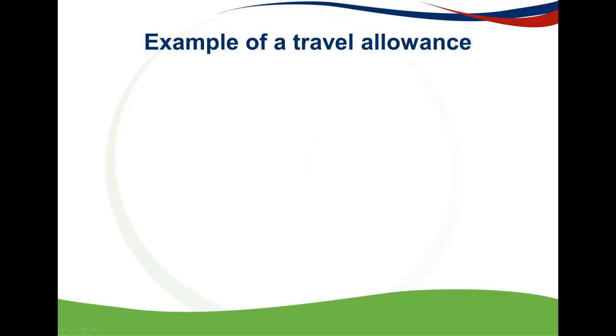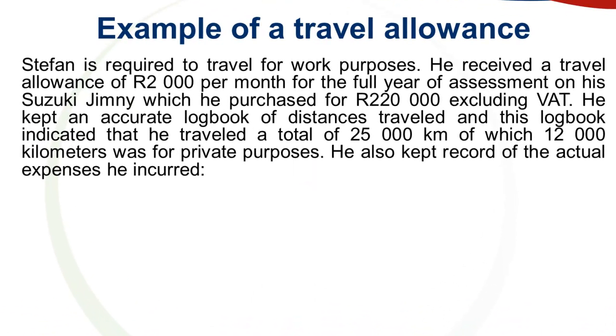Let's go do an example. Stefan is required to travel for work purposes. He received a travel allowance of 2,000 Rand per month for the full year of assessment on his Suzuki Jimny, which he purchased for 220,000 Rand, excluding VAT. Remember, the cost of the car always includes VAT, excludes finance charges.